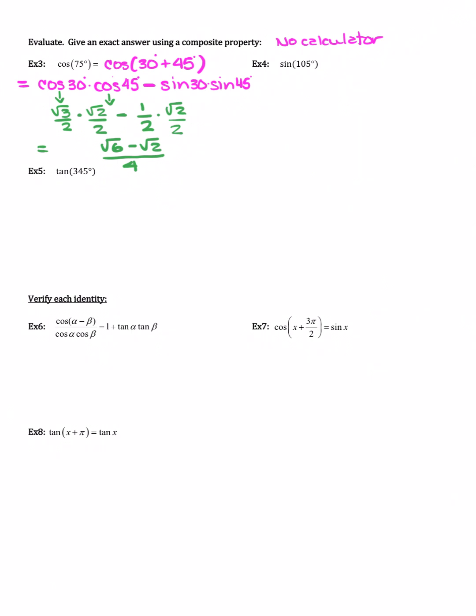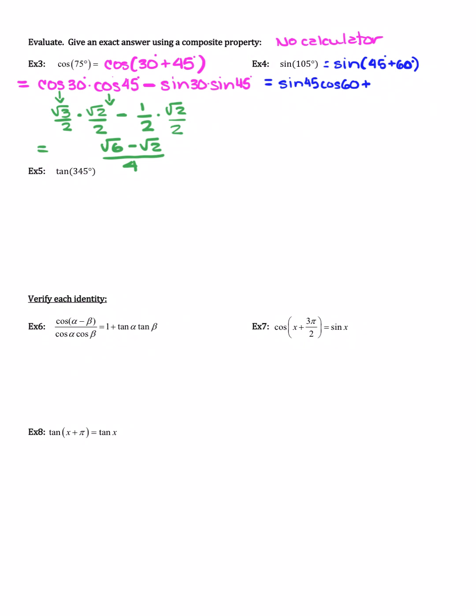All right, so now let's look at sine 105. And again, we want to come up with 2 special values that I can evaluate without a calculator. So I'm going to choose 45 and 60. 45 plus 60 equals 105. And so to expand that is going to be sine 45 cosine 60 plus, use the same sign, then sine, sorry.